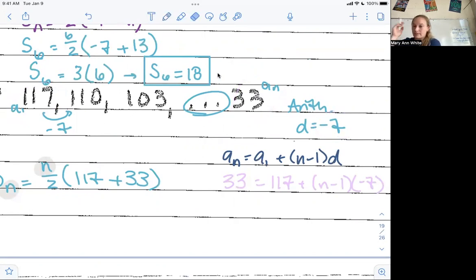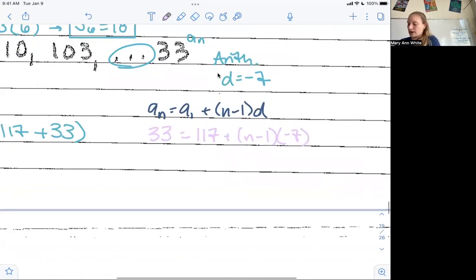Anybody have questions on that? I mean, I ask and nobody's here to ask a question, but make sure that makes sense. A sub n, the last term, is 33. The first term is 117, and my d is negative 7. Okay, now we're going to go solve for n. You guys can do algebra.